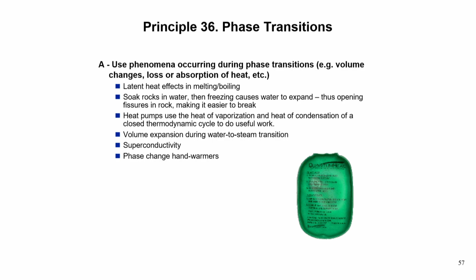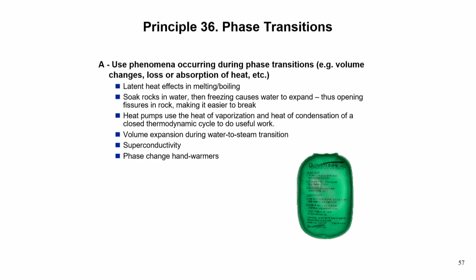Okay, you can take advantage of the volume expansion from water to steam transition. Superconductivity can be another way of taking care of phase transition. Then there are phase change hand warmers, that is very much used today. Okay, so phase transition is another possibility, because every material, when it changes from liquid to gas or solid to liquid, invariably the shape and size of the material changes, the volume changes. So, you can take advantage of it in principle 36.